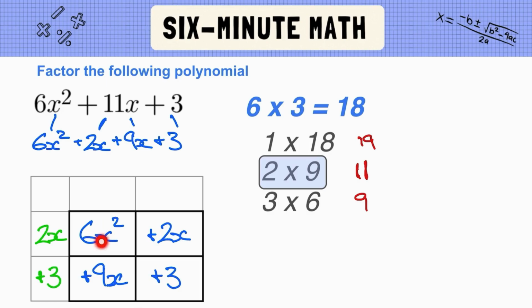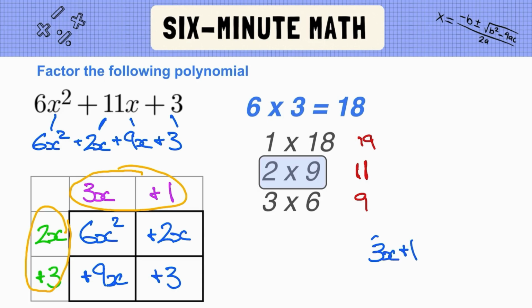Onto my columns. 6x squared and 9x, I can take out a 3x. And then 2x plus 3. There's no greatest common factor, but I have to take something out, so I'm going to take out a positive 1. These are now going to be my binomial factors. We have 3x plus 1 and 2x plus 3. So we have our 3x plus 1, 2x plus 3.